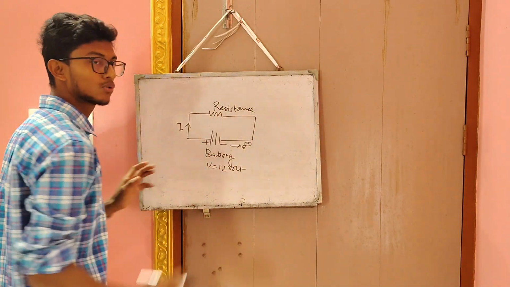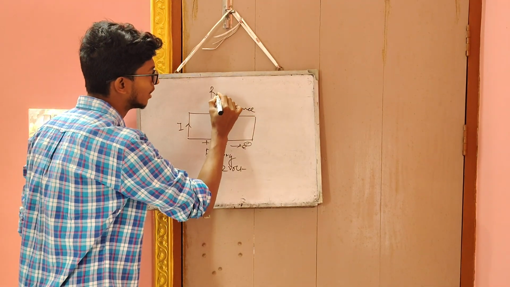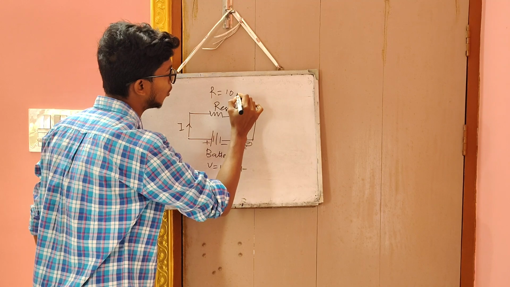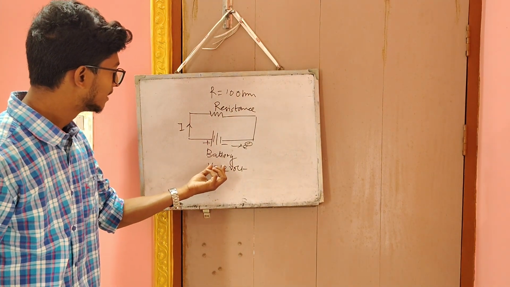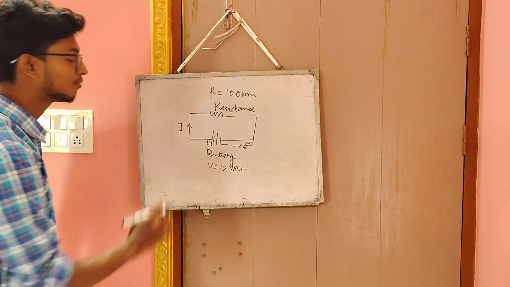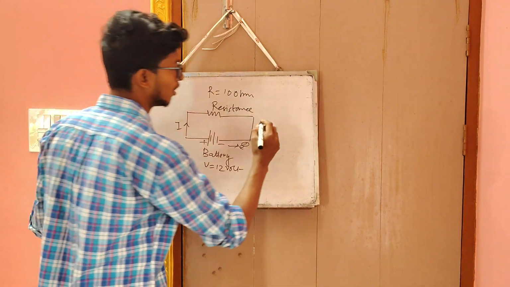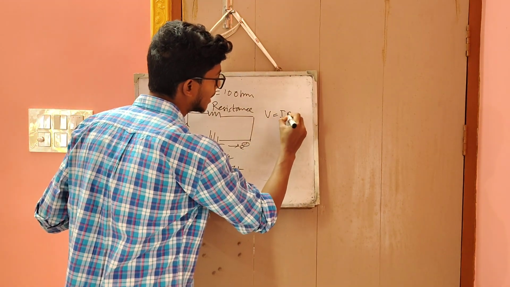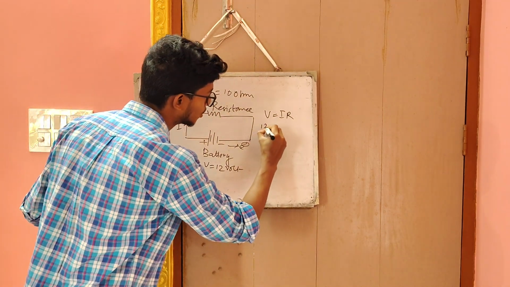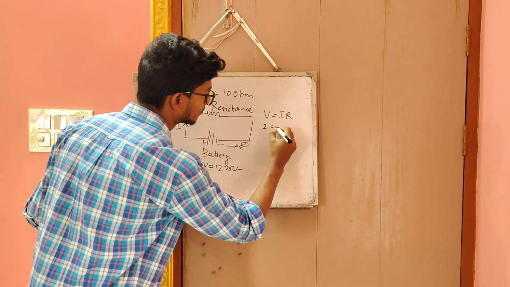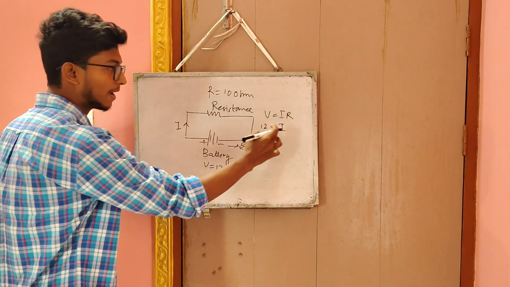Suppose we introduce the resistance, that is R is equal to 10 ohm, and the battery is connected at 12 volt. Now we find the amount of current flow through the conductor. We know from Ohm's law V is equal to I R. So from this circuit, voltage is equal to 12 volt, and we find out the amount of current I.